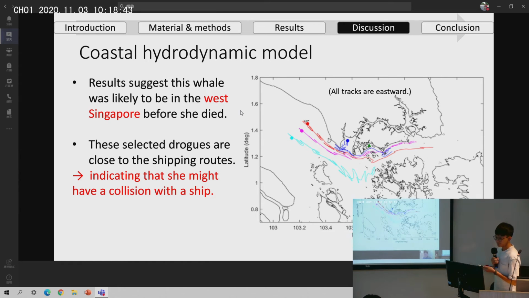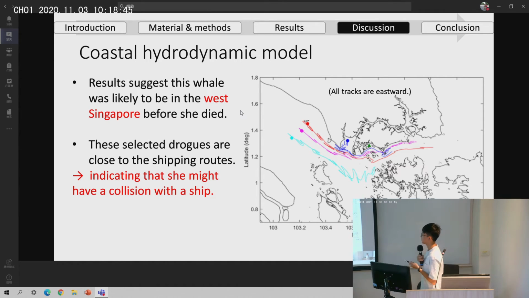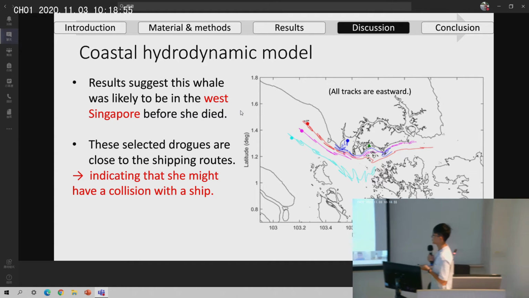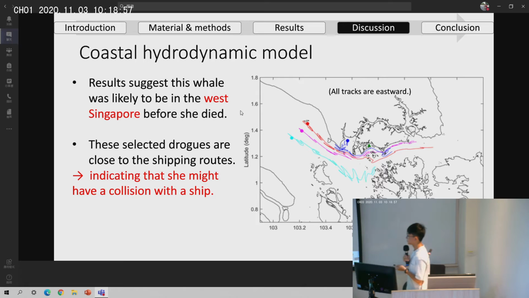And in the coastal hydrodynamic model, you can see all the tracks are eastward. So the results suggest this whale was likely to be in the West Singapore area before she died. And these selected drifters are close to the shipping routes, which indicates that she might have collided with a ship.